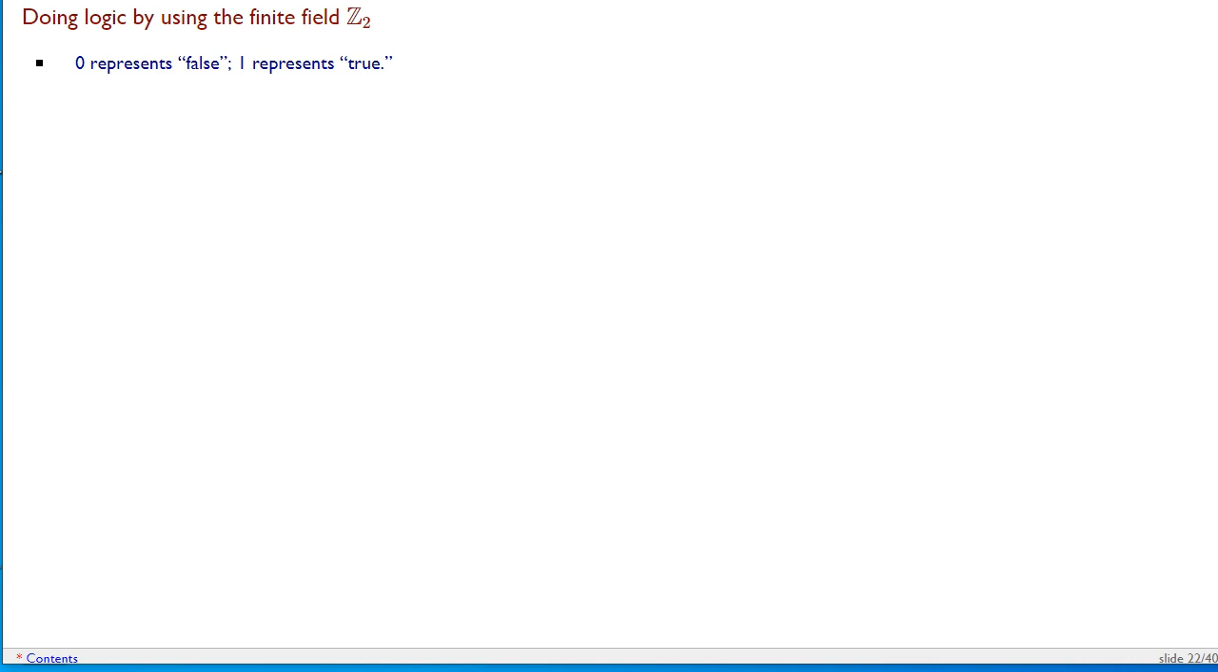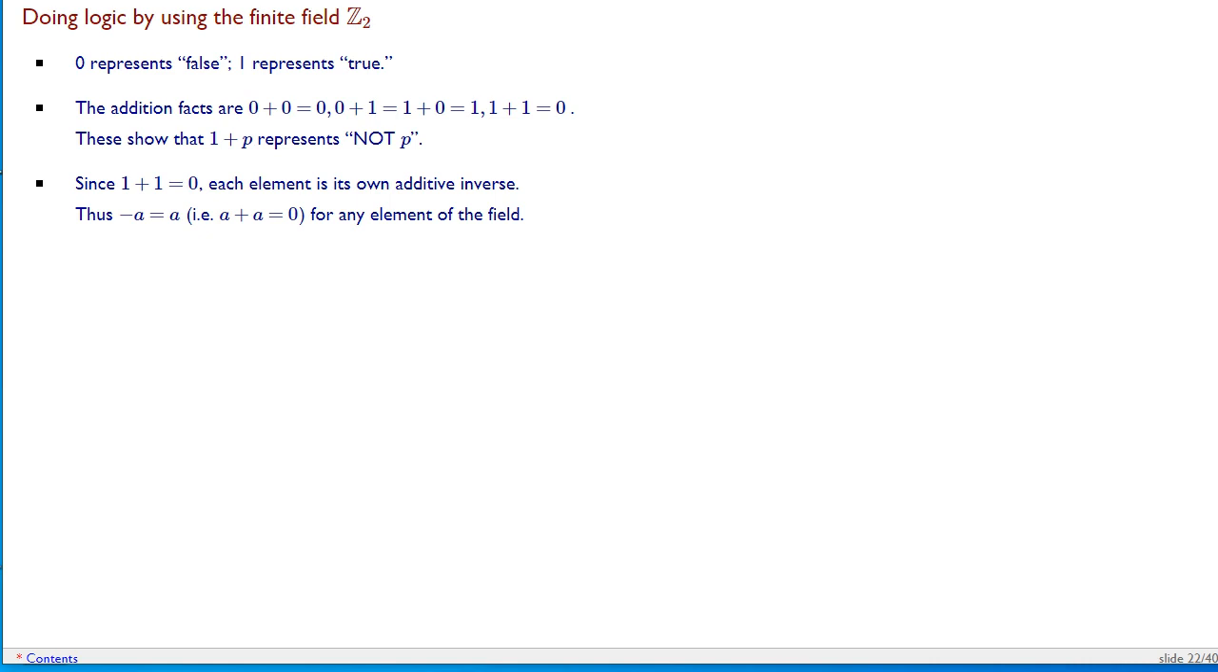The way we're going to do logic using Z2 is to decree that 0 represents false and 1 represents true. It's possible to do this the other way round, but this is the more conventional approach. The addition facts, well, the only one that changed, I showed you, 1 plus 1 equals 0. And notice when you add 1 to 0, you change 0 into 1. When you add 1 to 1, you change 1 to 0. So adding 1 converts true into false, false into true. That means that adding 1 represents the not operation.